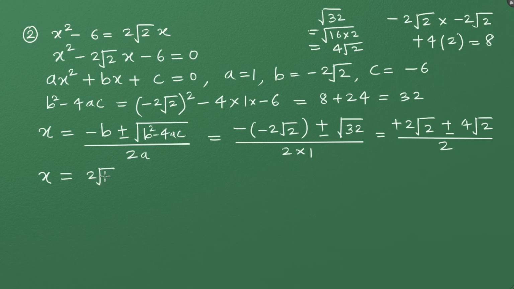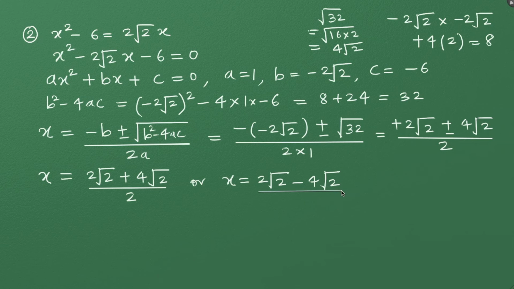2 times square root 2 plus 4 times square root 2 divided by 2, or x equals 2 times square root 2 minus 4 times square root 2 divided by 2.